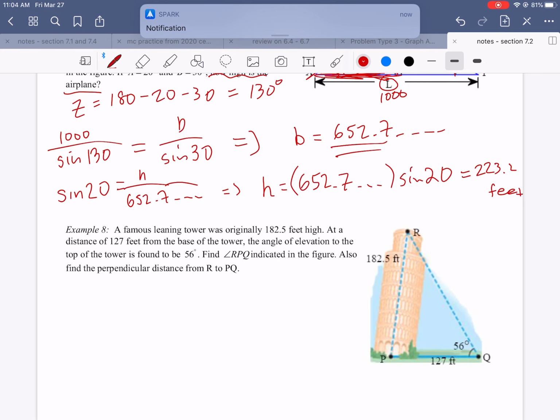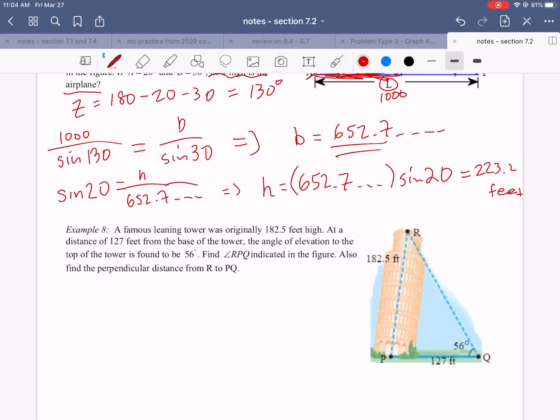Okay, finally, example 8. A famous leaning tower was originally 182.5 feet high. So this tower, as you can see here, 182.5 feet high. At a distance of 127 feet from the base of the tower, the angle of elevation to the top of the tower is found to be 56 degrees. So you can see they have given you a really nice picture here to basically illustrate what they're trying to say. Find angle RPQ indicated in the figure.